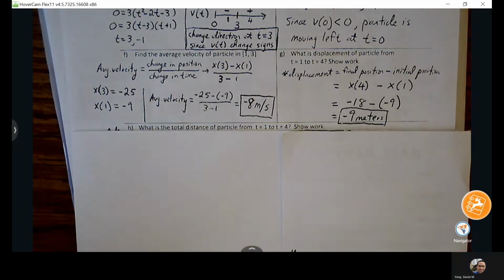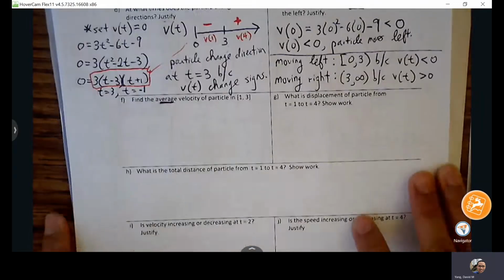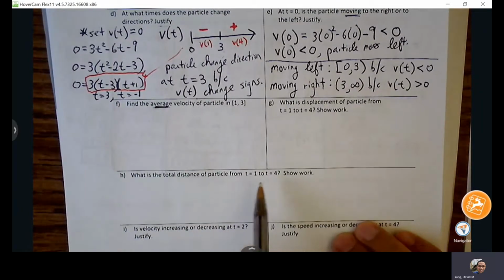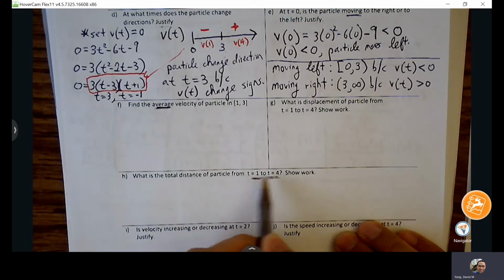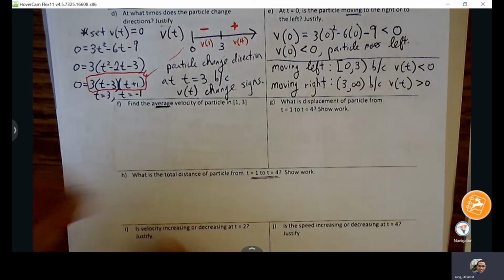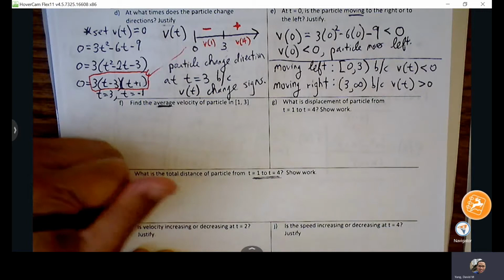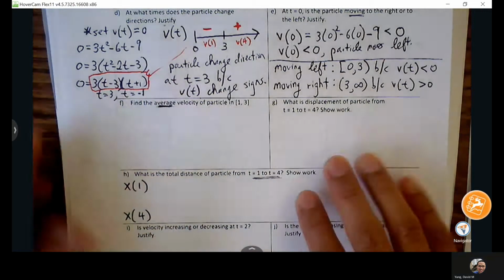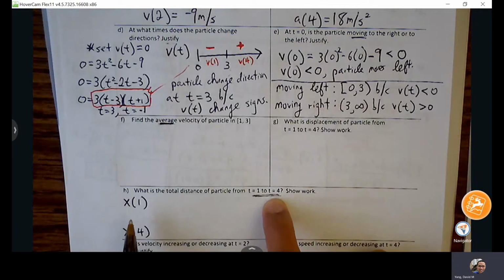Okay. Any questions with F or G? Okay, moving on to H. What is the total distance of the particle from 1 to 4? This requires more work in the sense that we have to potentially involve t values between 1 and 4. So we definitely have to involve 1 and 4 for sure. But how do we know which other position values to involve besides 1 and 4?